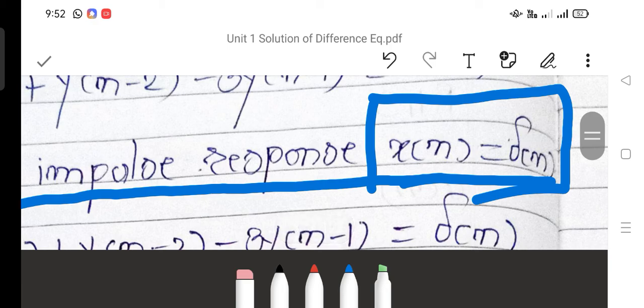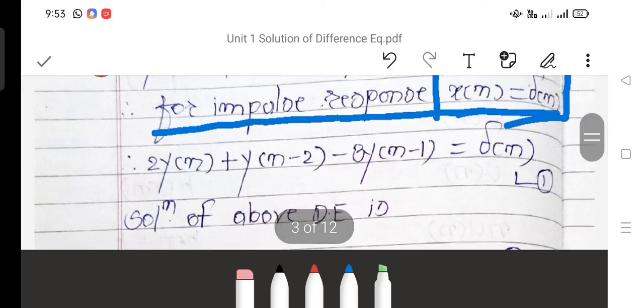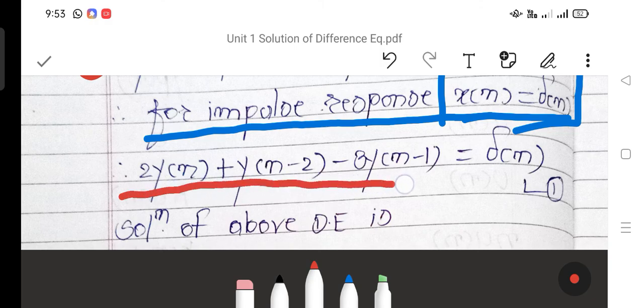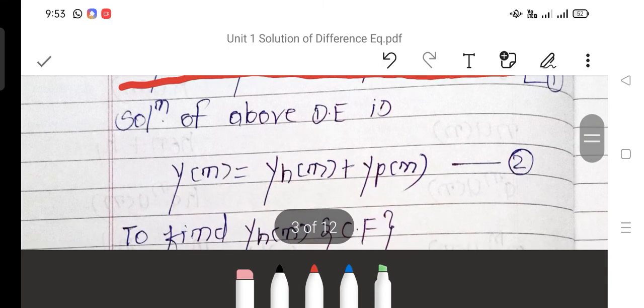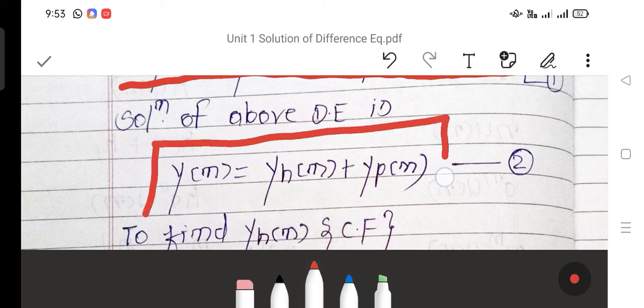So I have highlighted it. Now this is again the difference equation given to us: 2 y of n minus 2, minus 3 y of n minus 1, equals del of n. I have replaced x of n by del of n now because we have to find the impulse response. Now the next step is solution of the difference equation. The total solution is y h of n plus y p of n. What is y h of n? That is the homogeneous solution. y p of n is the particular integral or PI.